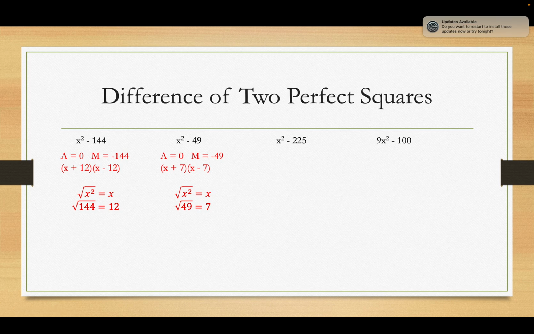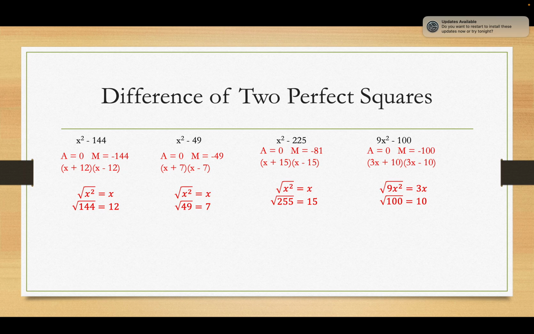Okay, the next one, the square root of x squared is x. The square root of 225 is 15. So it's x plus 15, x minus 15. And the last one's a little bit different, but by now we showed you one or two of these last time. The square root of 9x squared is 3x. So it's 3x plus 10, 3x minus 10. Square root of 100, of course, is 10. You should recognize that. Okay? So that's working with the difference of two perfect squares.